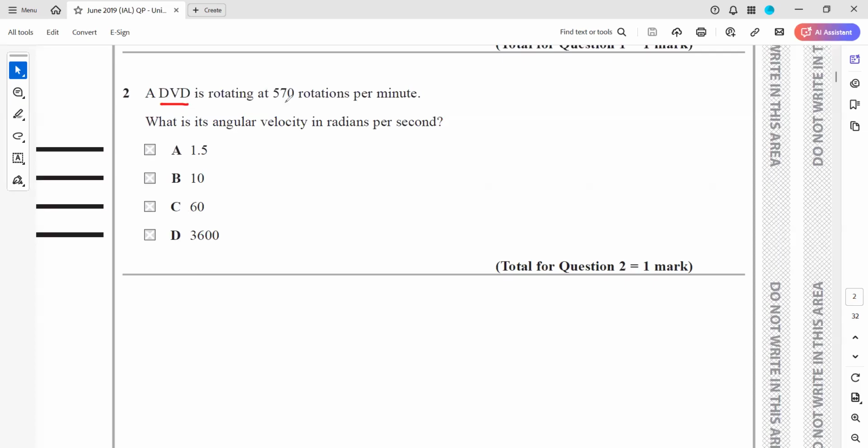A DVD is rotating at a speed of 570 rotations per minute. If we want to convert this rotation into radians, 570 times 2 pi per minute. In 1 minute, how many seconds are there? 60. So 570 times 2 pi divided by 60. 59.6 or 60 will be the answer.